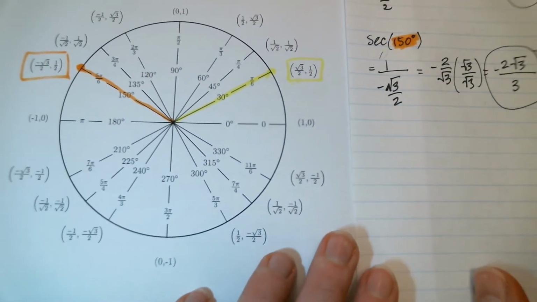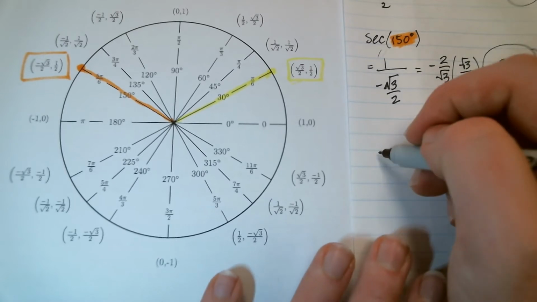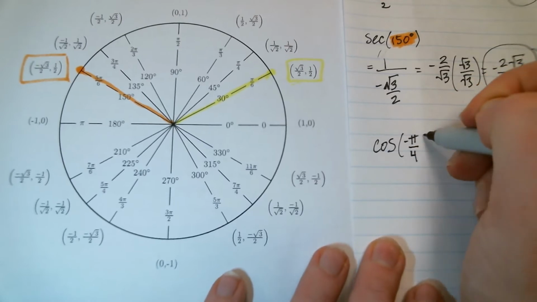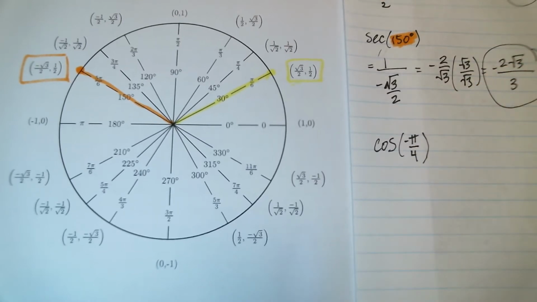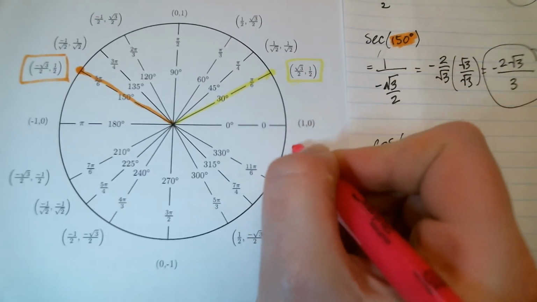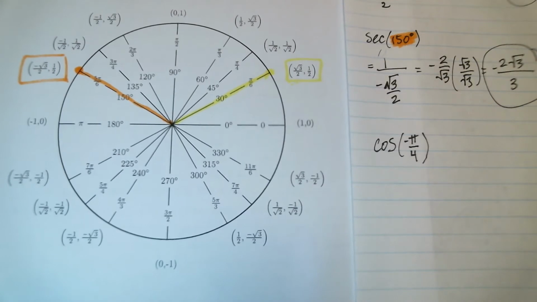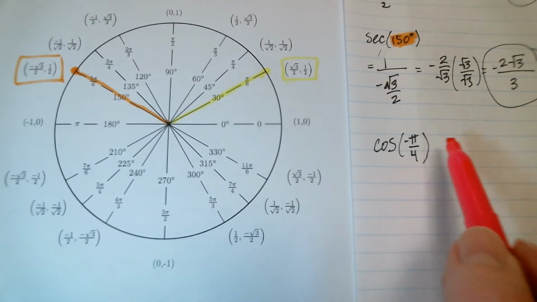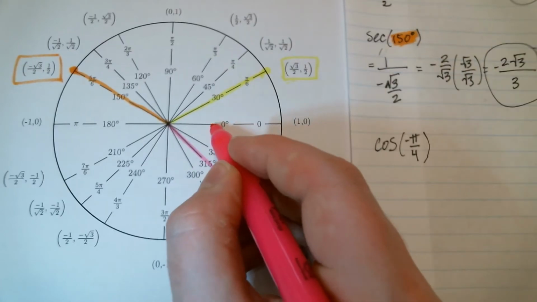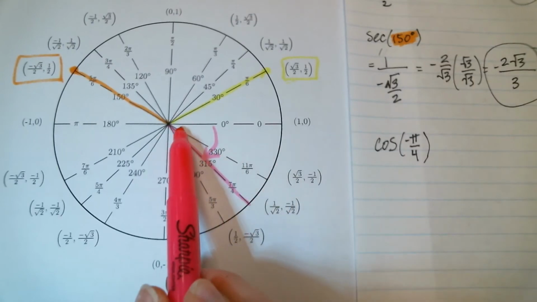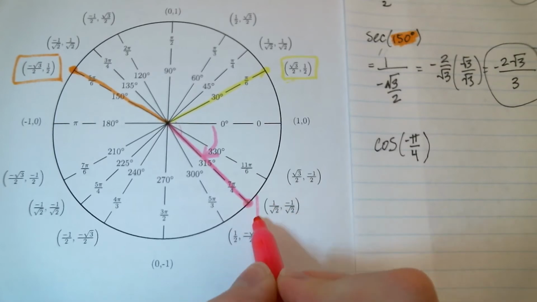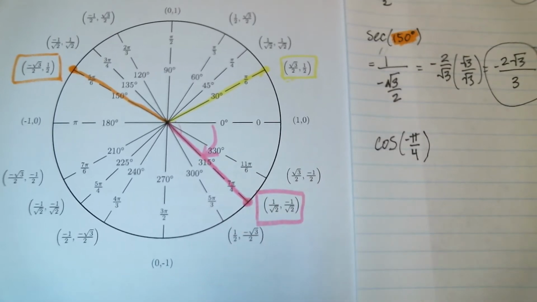Let's do one more. Let's say I want to find cosine of negative pi over 4. Negative angles move in the clockwise direction. So negative pi over 4 is right down here, moving in the clockwise direction. Here's the terminal side for that angle. Here is the ordered pair on that unit circle associated with that point.